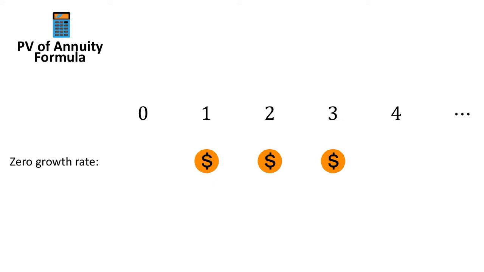There's a similar idea when it comes to annuity. This is the kind of annuity you know. This is a 3-year annuity starting in year one. It's a zero growth rate annuity. It'll pay 3 fixed payments over a 3-year period.